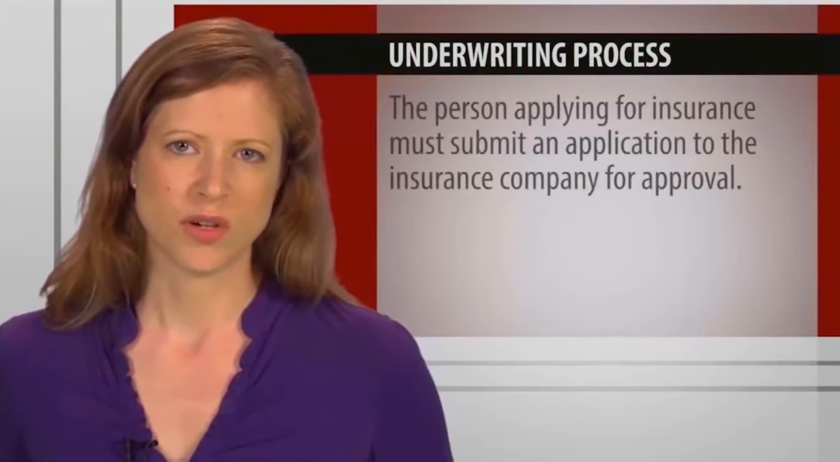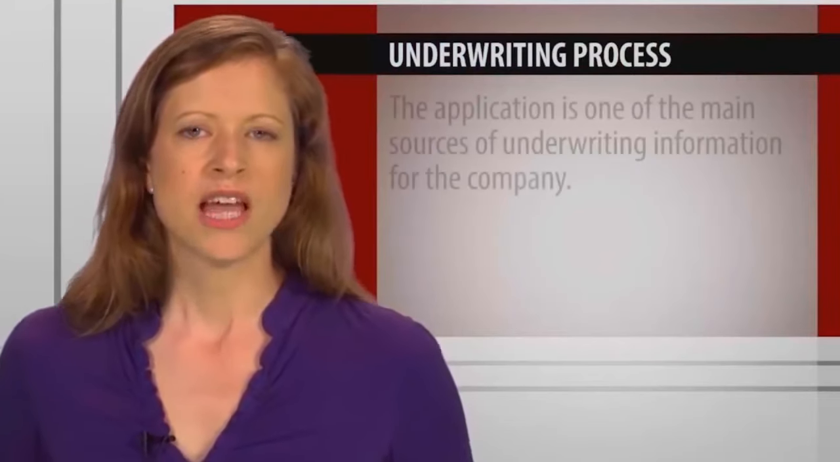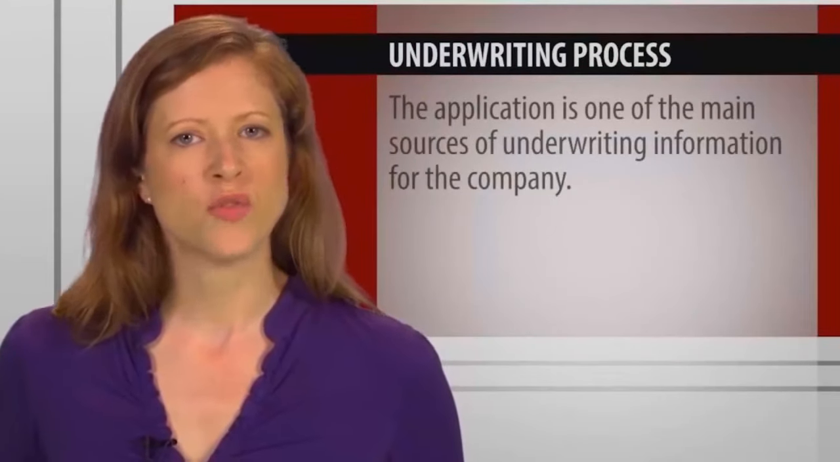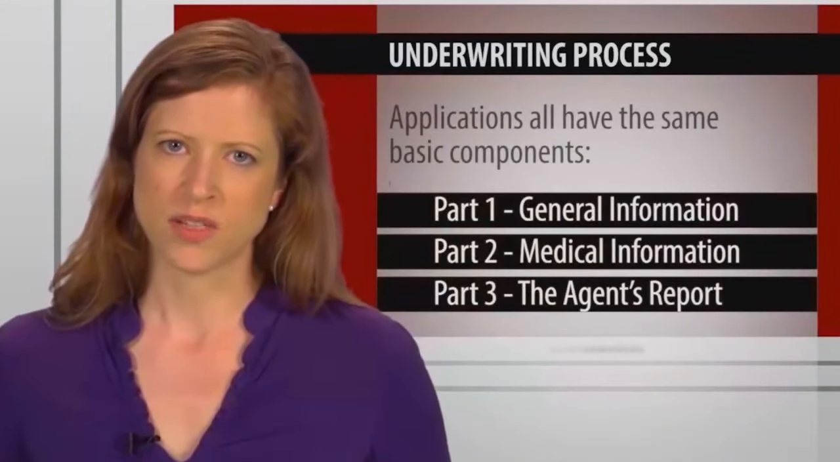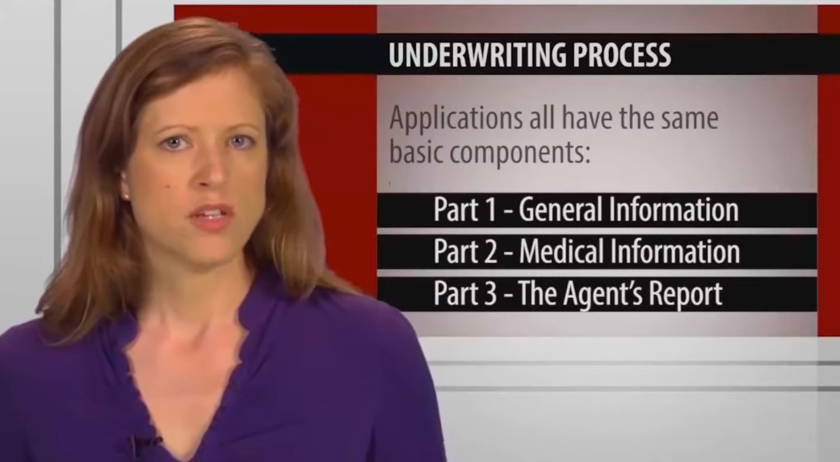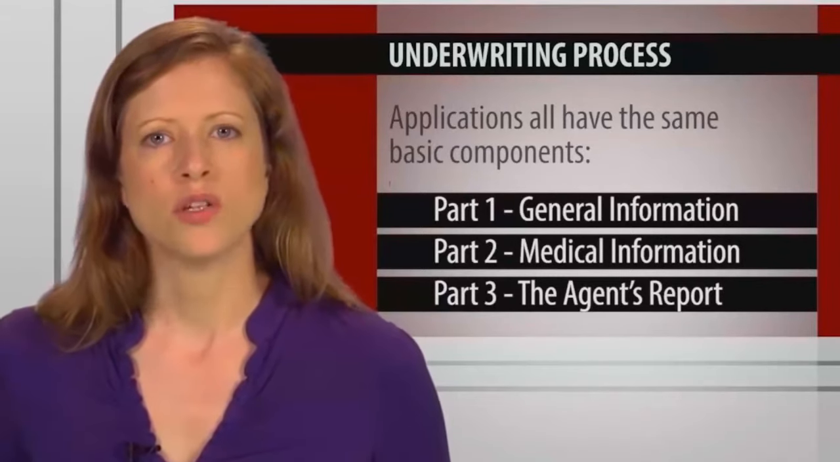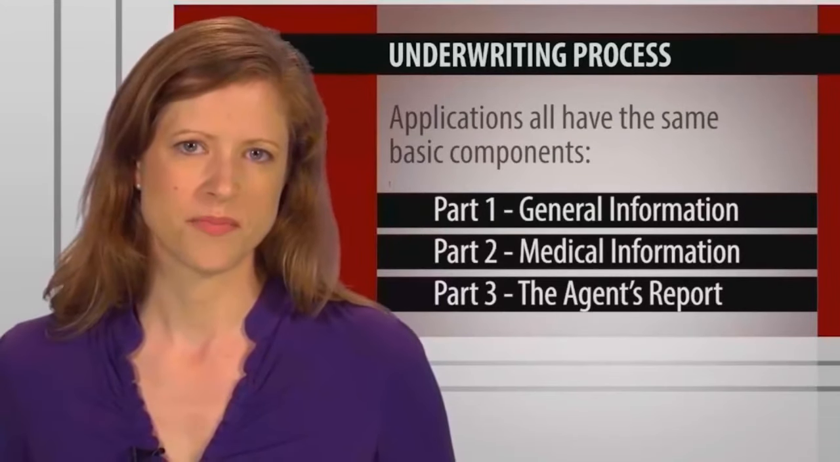Underwriting process. The person applying for insurance must submit an application to the insurance company for approval. The application is one of the main sources of underwriting information for the company. Although applications differ by insurance company, they all have the same basic components. Part 1, general information. Part 2, medical information. And Part 3, the agent's report.